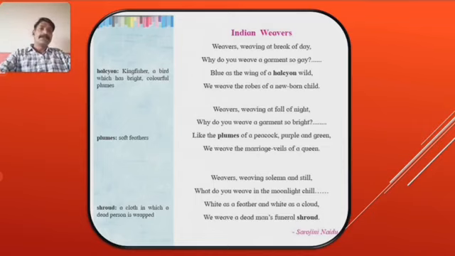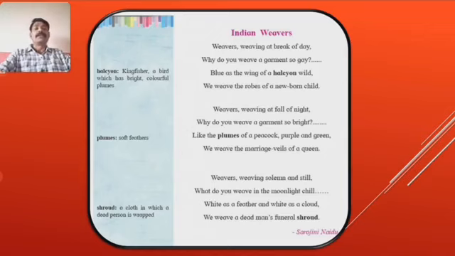Let's see. Weavers weaving at the break of the day, why do you weave a garment so gay? Blue as the wings of the halcyon wild, we weave the robes of a newborn child. See, the first two lines are in question form, and in response to the question, the next two lines are in answer form. So, weavers weaving at the break of the day.